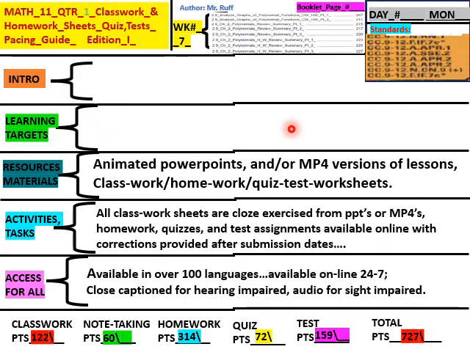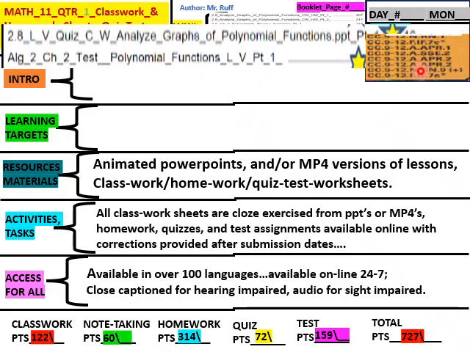For Week 7, here are the standards. All the standards that we've done in Chapter 2 will be on the test. First, we have a quiz here, 2.8 quiz, analyze graphs of polynomial functions. And then Algebra 2, Chapter 2 test, polynomial functions, Part 1.